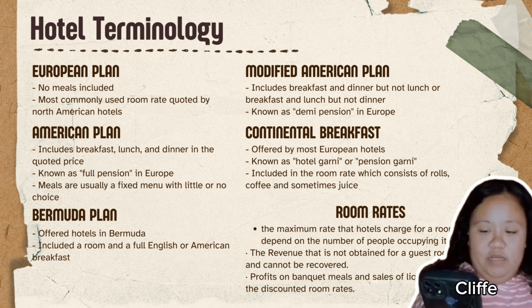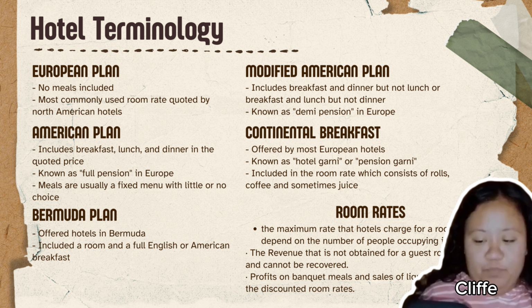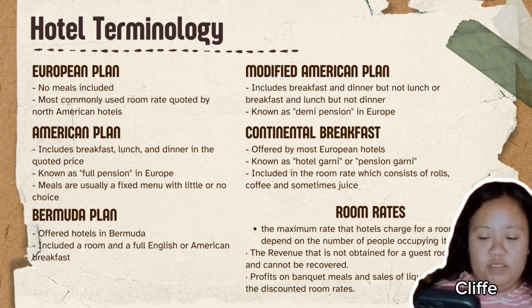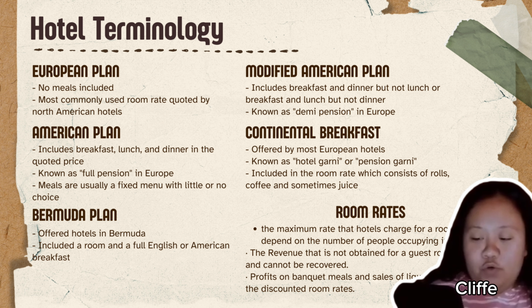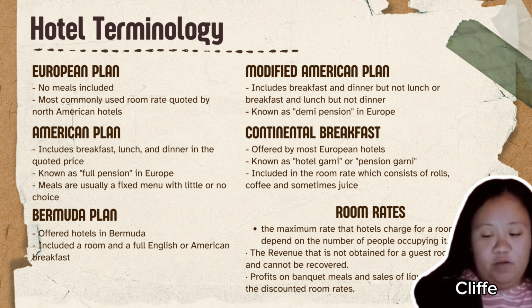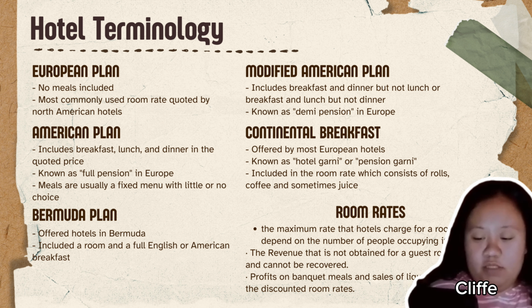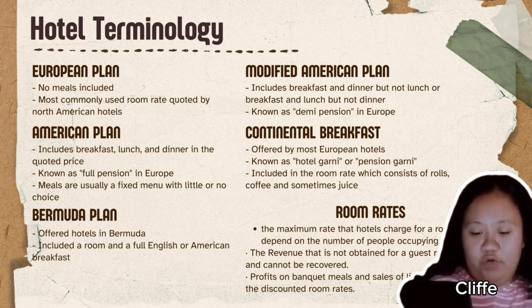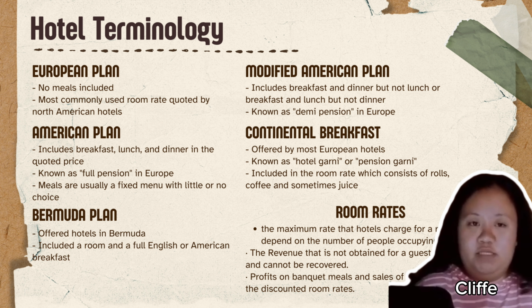Room rates: the maximum rate that hotels charge for a room, which depends on the number of people occupying it. The revenue that is not obtained for a guest's room is gone and cannot be recovered. Profits on banquet meals and sales of liquor make up for the discounted room rates.